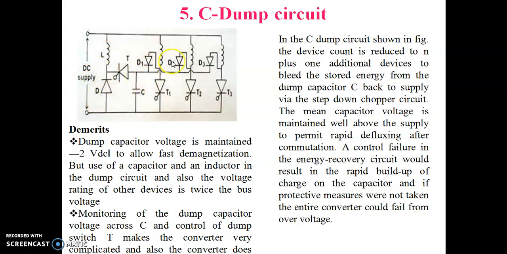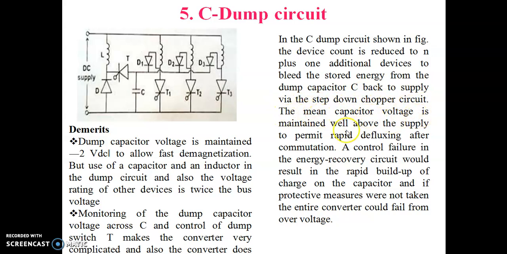So we have n+1 switching devices and n+1 diodes, and here we have used the inductance as the storage element, and this capacitor is used for fast demagnetization. So in the C-dump circuit shown in the figure, the device count is reduced to n+1 additional devices to bleed the stored energy from the dump capacitor C back to the supply via the step-down chopper circuit.